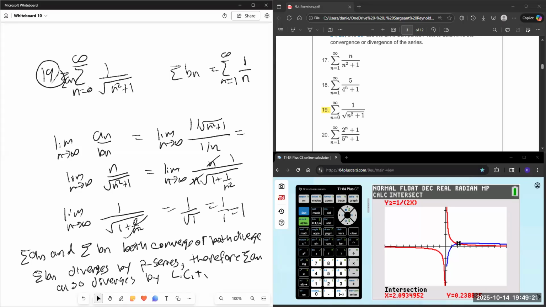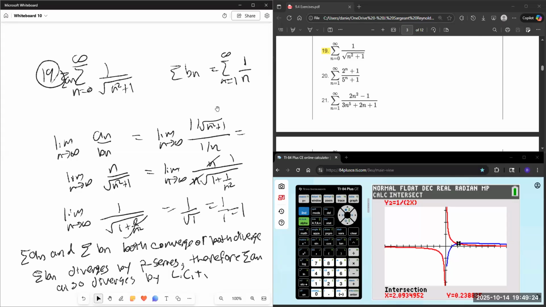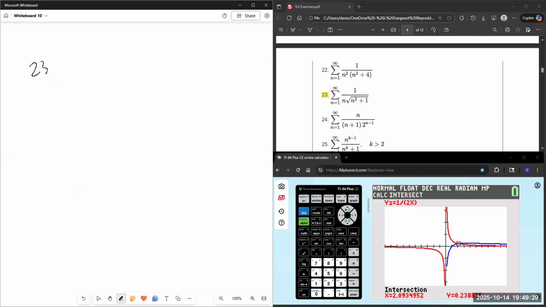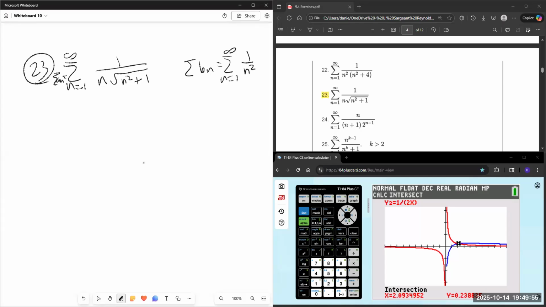Let's go ahead and look at number 23. It says the summation from n equals 1 to infinity of 1 over n root n squared plus 1. I'm going to call this summation An. The summation for Bn is going to be equal to the summation from n equals 1 to infinity of 1 over n squared, this n, and then the square root of n squared is another n. So I'm going to be comparing it to 1 over n squared.